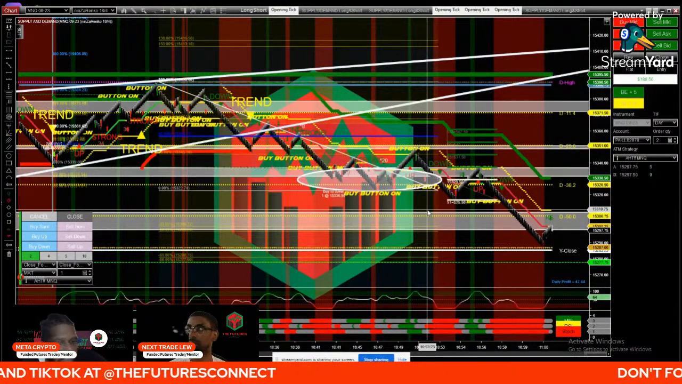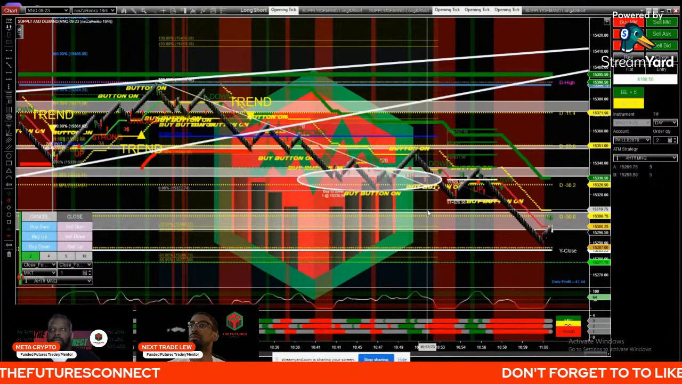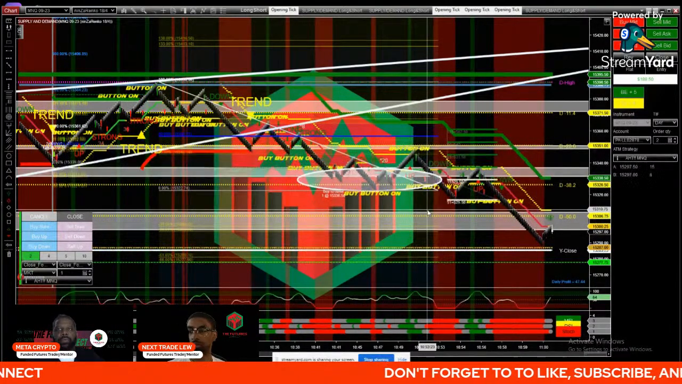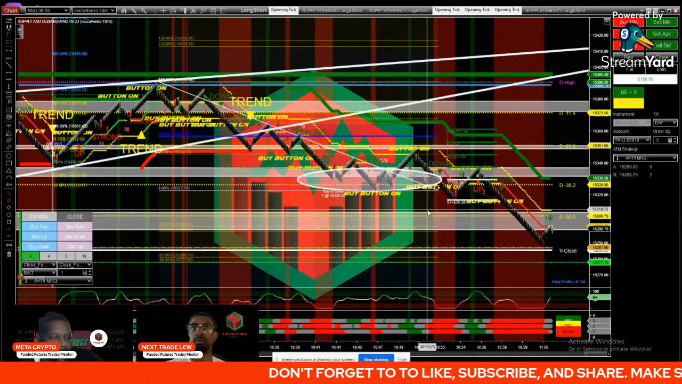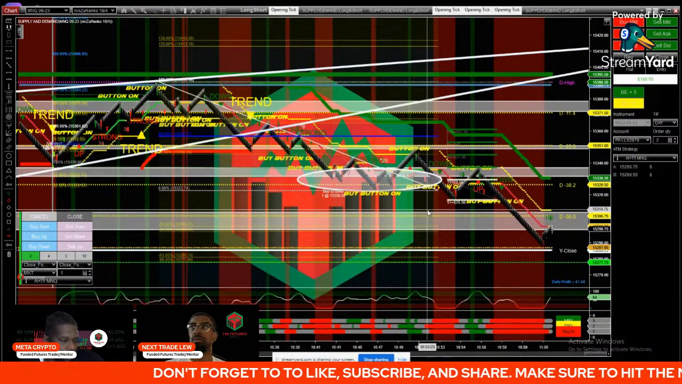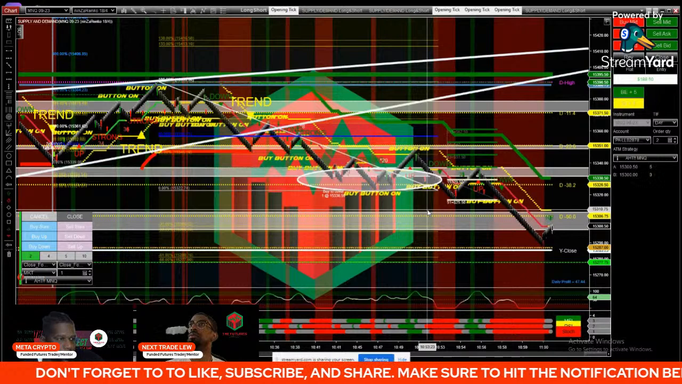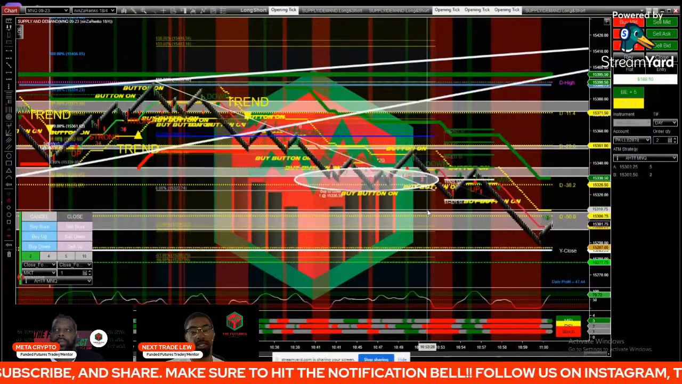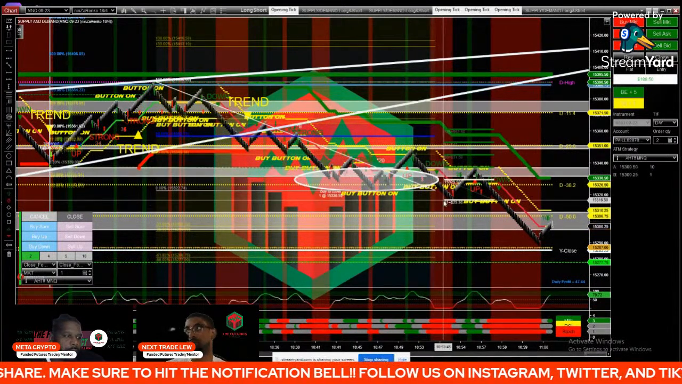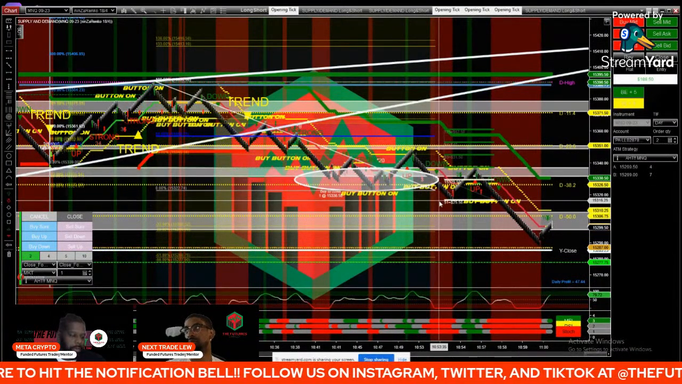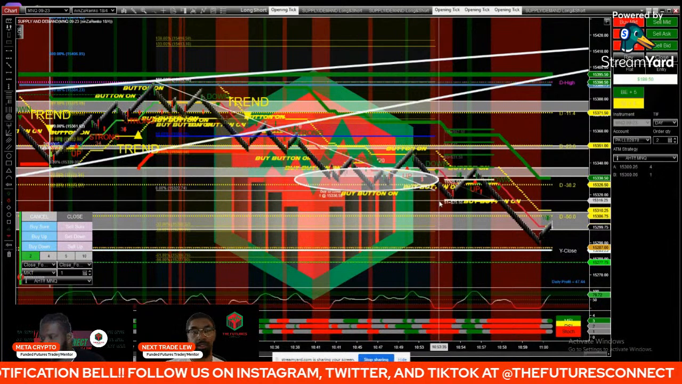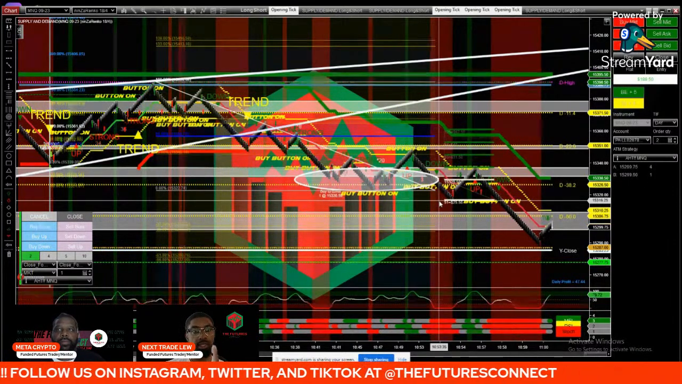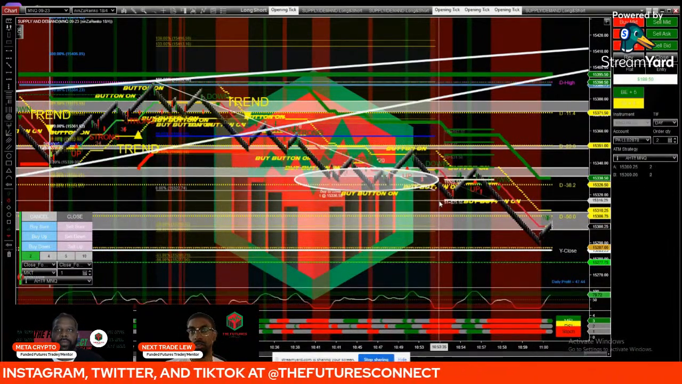All right, so we $50 away from the target. We got an hour left. Looks like ES is bouncing off the golden ratio of the day, but it's holding for now. But we will see what it does.